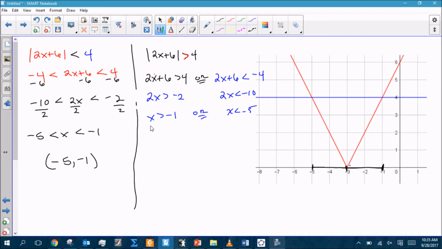And now, these are in set notation. We put them in interval notation. So x is greater than negative 1. So those are the values that are greater than negative 1. Or x is less than negative 5. So negative infinity up to negative 5 are those values.